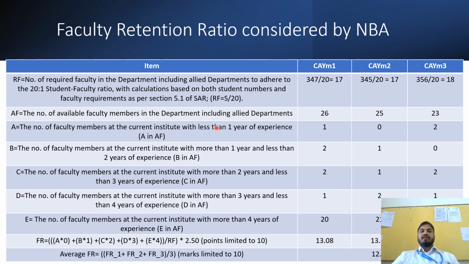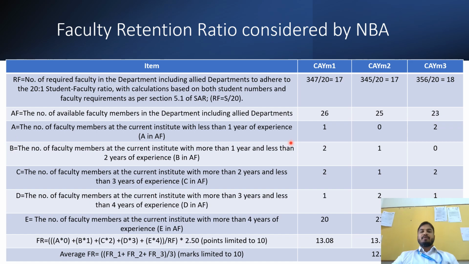So the available faculty in the department along with allied departments for CAY M1 is 26, and 25 and 23 for M2 and M3. A is the number of faculty members at the current institute with less than 1 year of experience. So among these 26 faculty, how many faculty have an experience of less than 1 year in the current institute has to be mentioned here, which is represented by A.